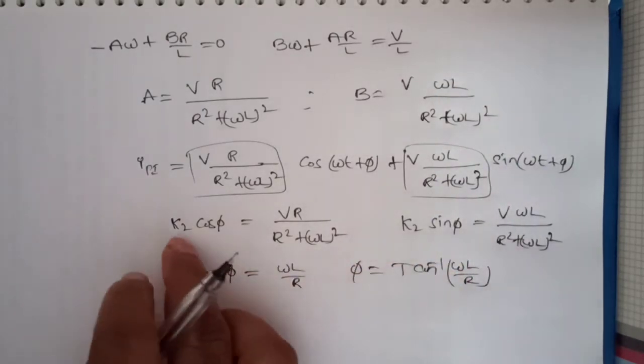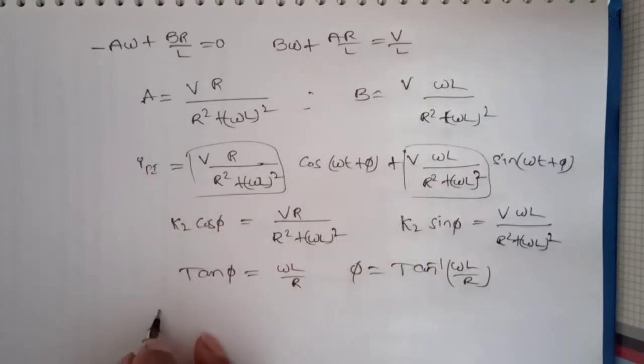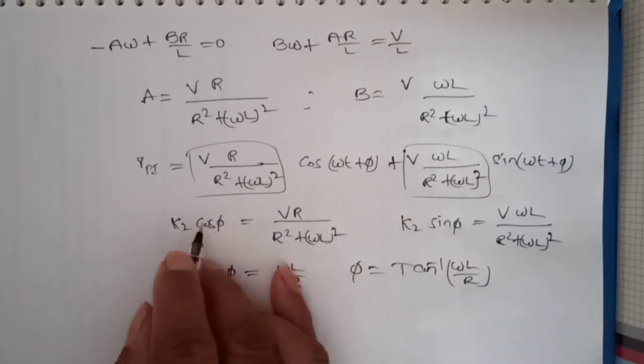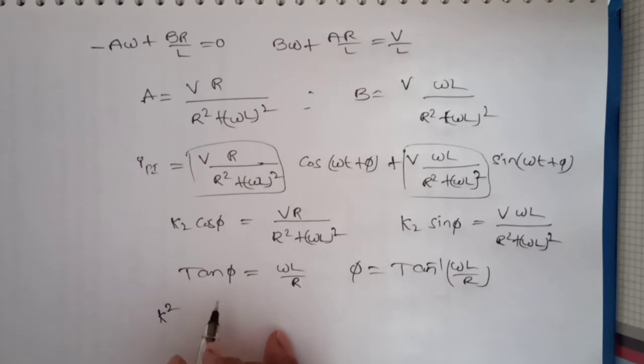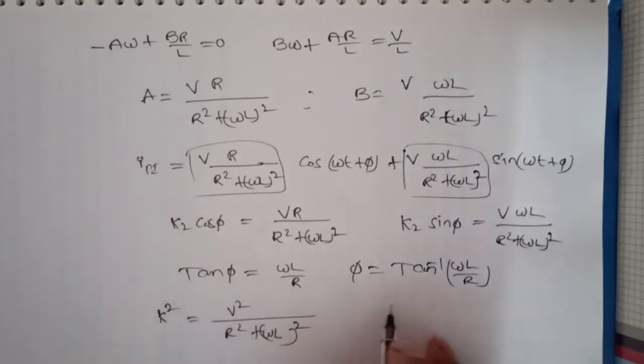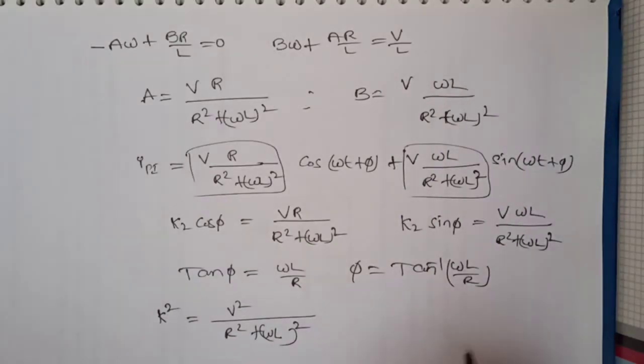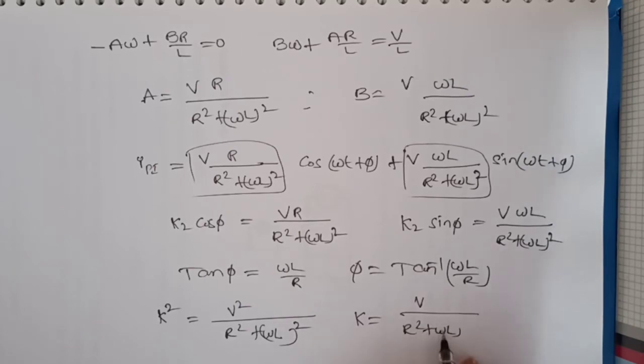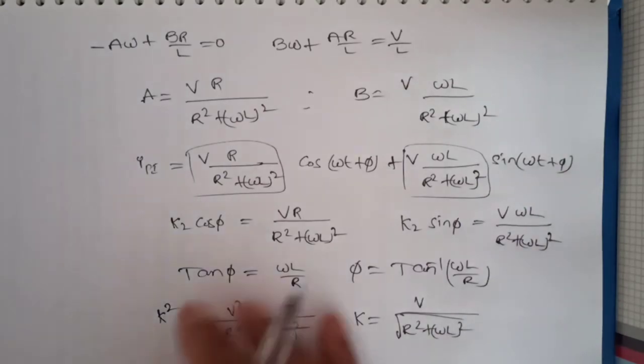So if you take the squares either sides, it will become k2 square equals sin square theta plus cos square theta will become 1. So ultimately we will get v square by r square plus omega l whole square after taking either sides the square. Then k is equal to v by square root of r square plus omega l whole square. Now substitute all these in the particular integral solution to minimize that equation.